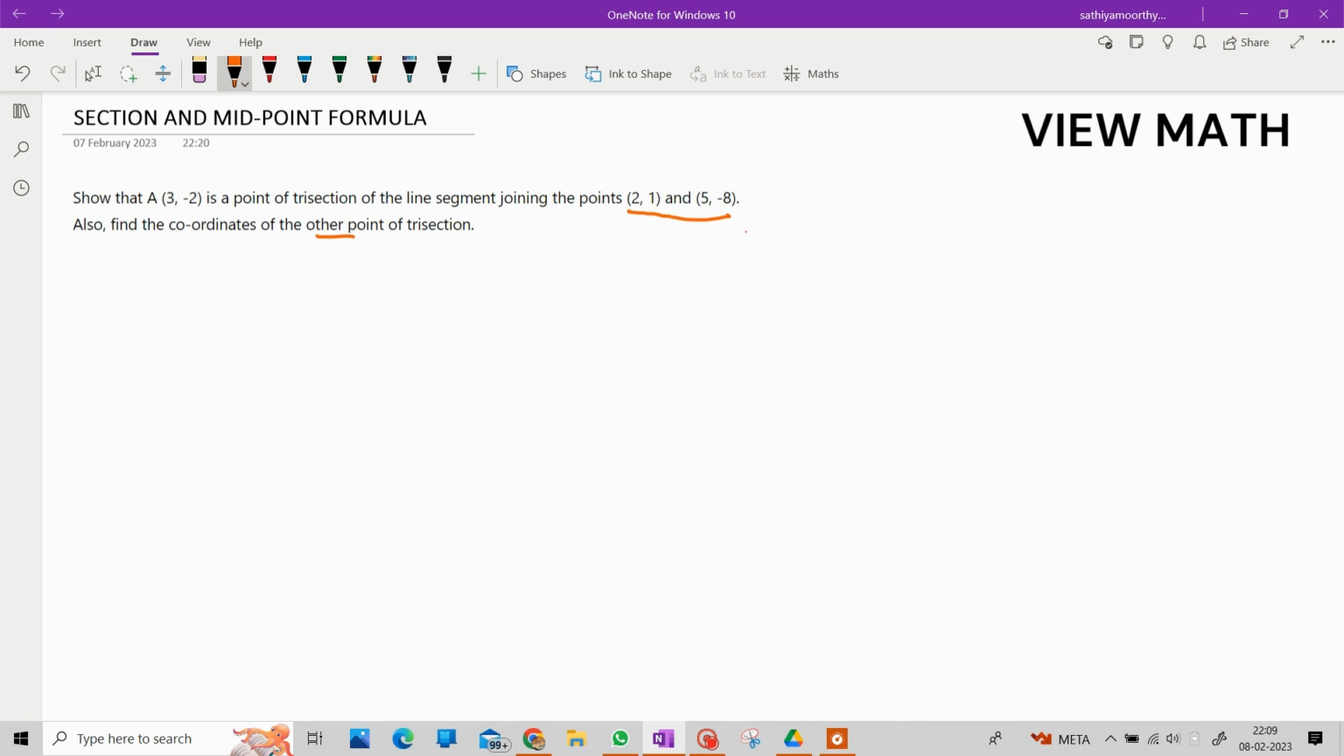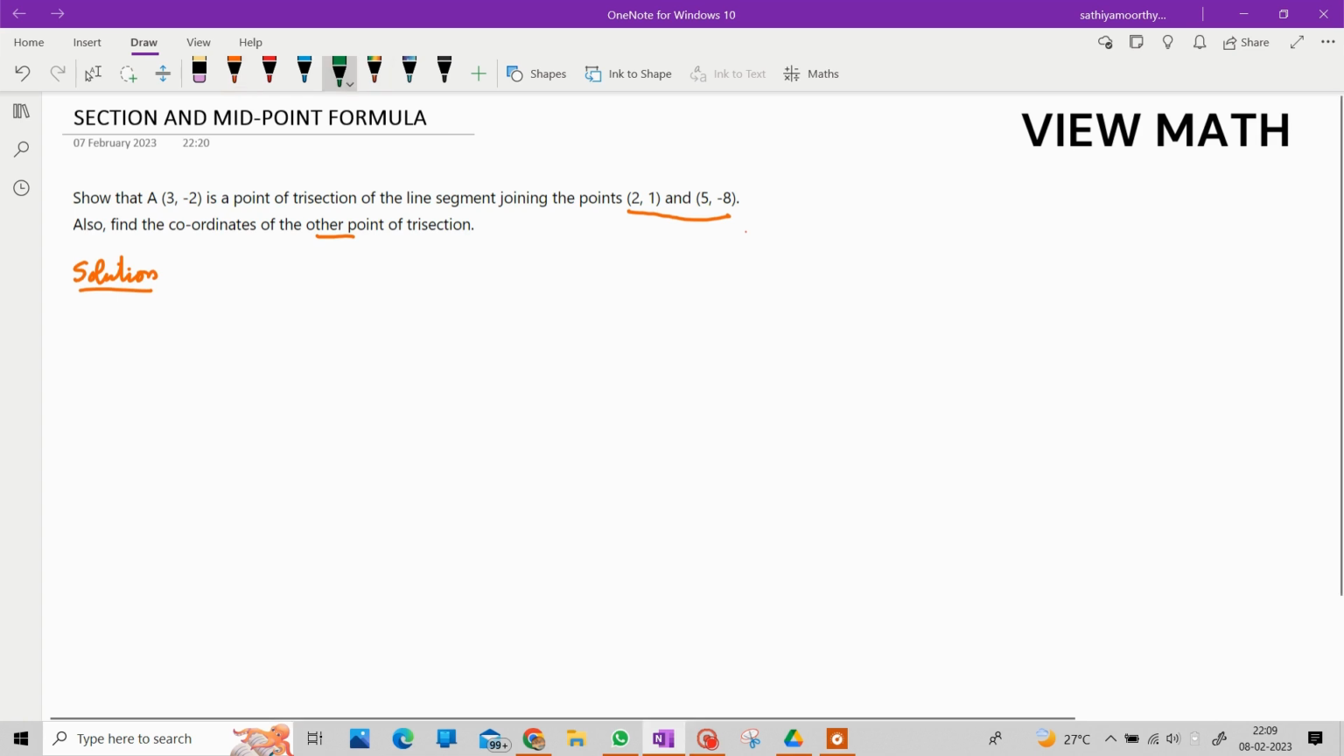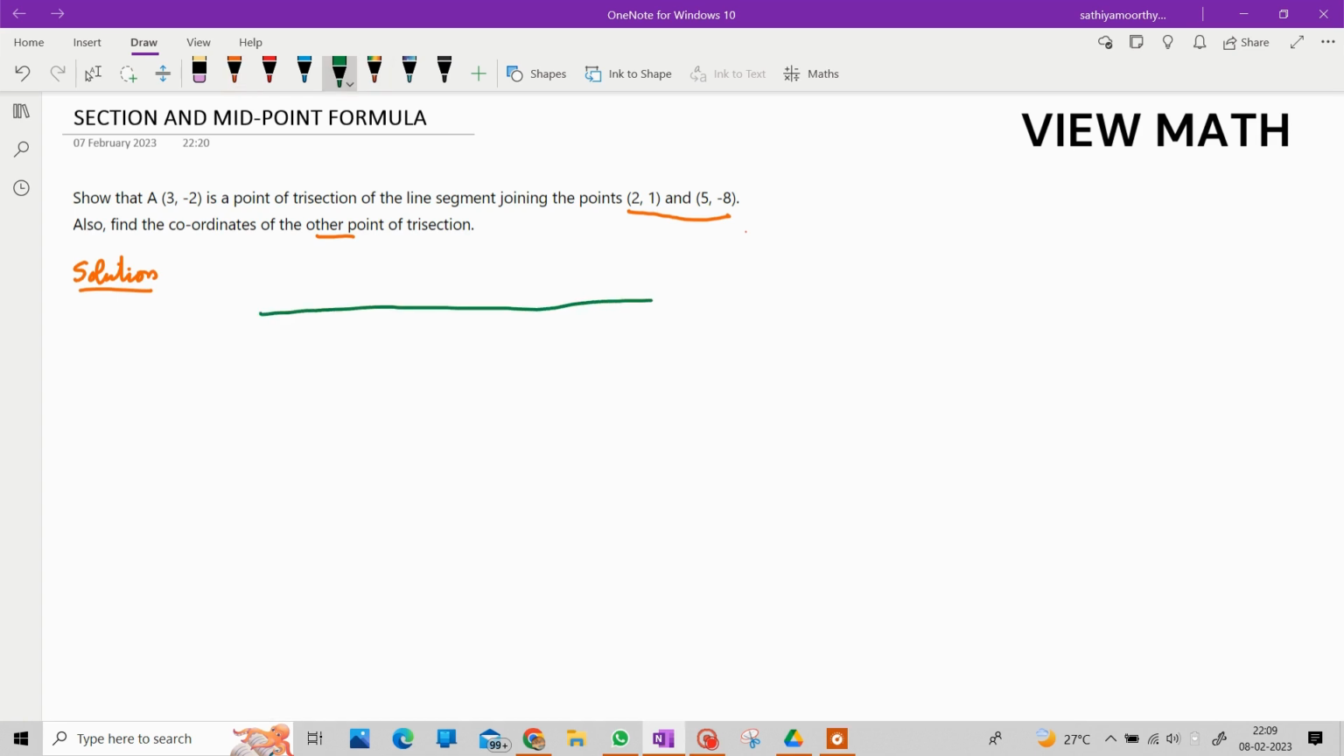So let me go to the solution part. So we have a line segment.